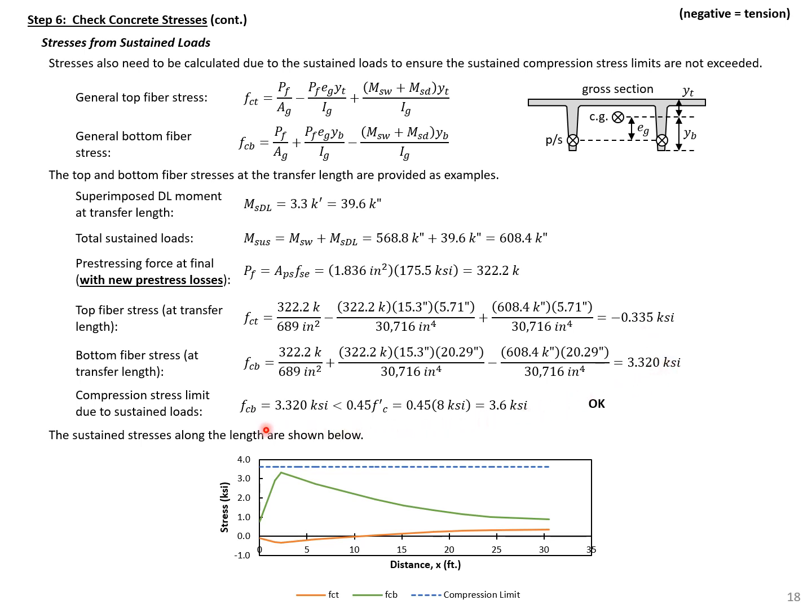And we can see that the compression stress limit due to sustained loads, which is 0.45 times f'c, is greater than the compression that we have in the bottom fiber. So we meet our checks here. And if we check along the length of the beam, we can see that we have the maximum compression right at our transfer length, and we're under the sustained load compression stress limit.